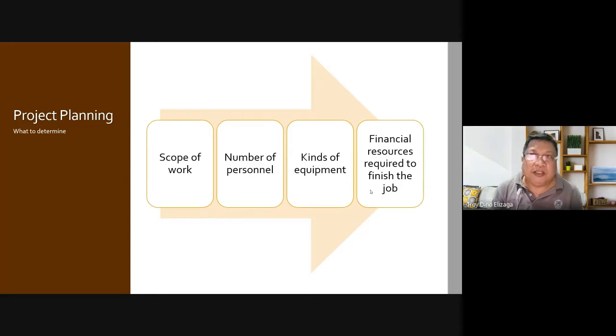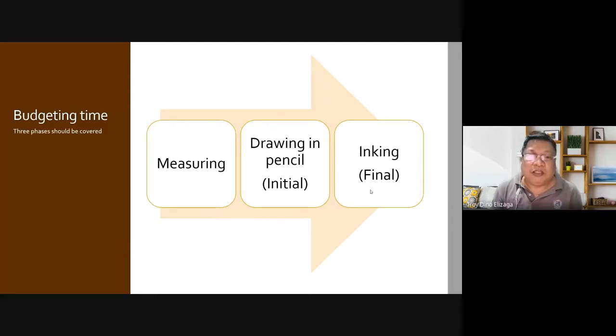So the budget should include everything, because we may need it to get funding for a grant, or if there is already a funding agency, they will be asking for it. In making budgets, consideration should be made not only for the measuring period where you go to the site, but also after the site, when you're already making the drawings. In this case, the drawings are done initially and finally in ink.